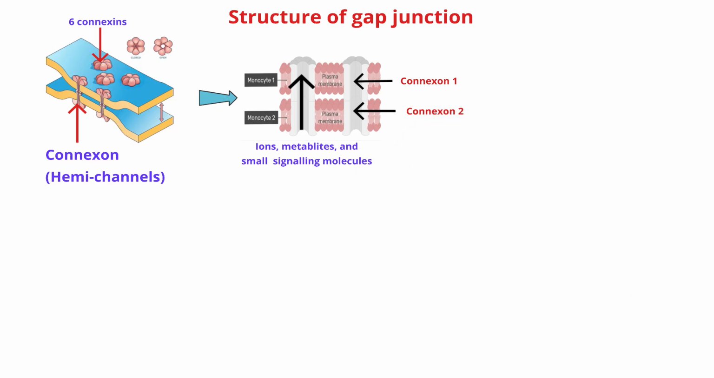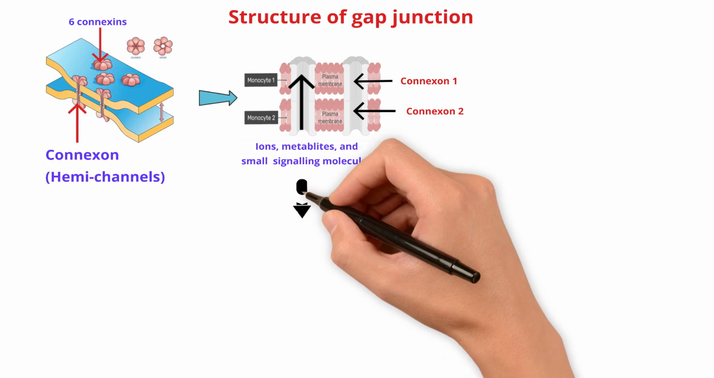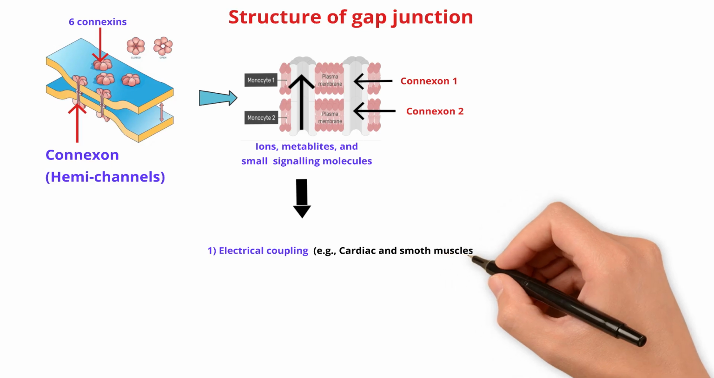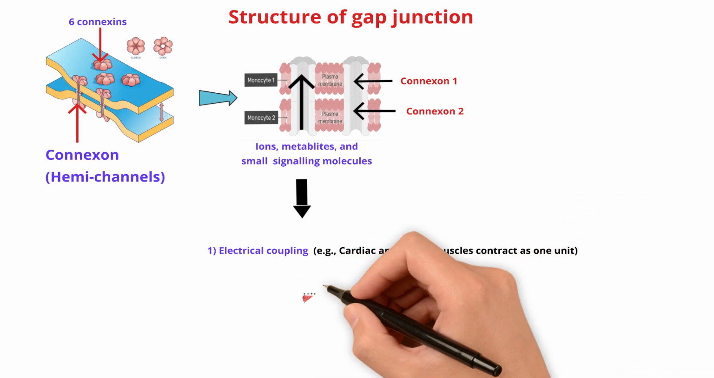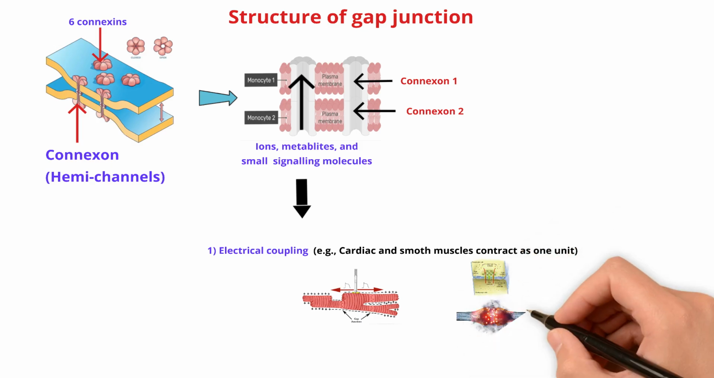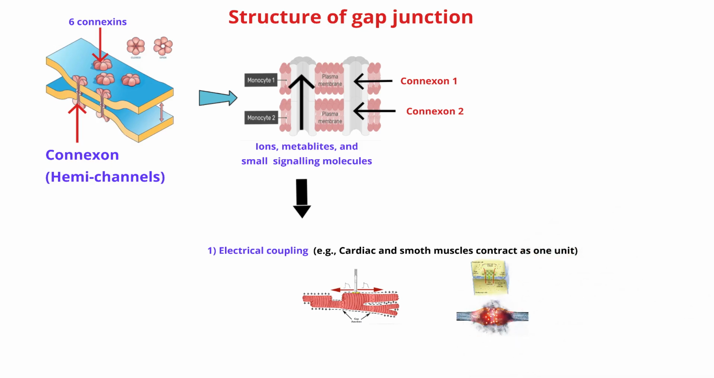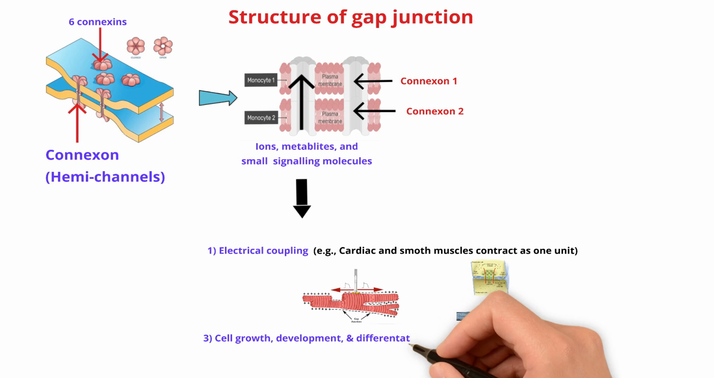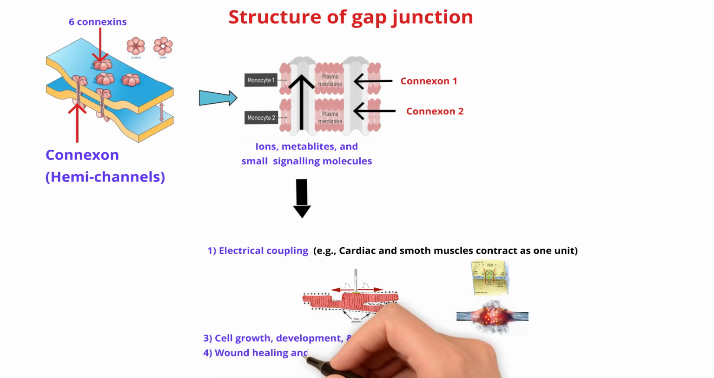This makes gap junctions play several key roles in cellular function. For example, they allow for synchronized electrical impulses in tissues such as cardiac and smooth muscles, enabling coordinated syncytium contractions as one unit. In the same manner, in neurons, gap junctions facilitate rapid electrical signal transmission, essential for communication between nerve cells. Additionally, gap junctions play crucial roles in embryonic development by facilitating coordinated cell growth and differentiation, as well as in wound healing, where they enable rapid cell communication to regulate the repair process.